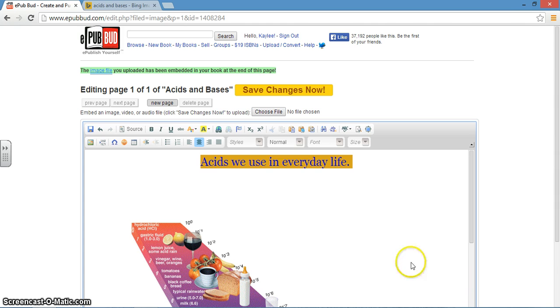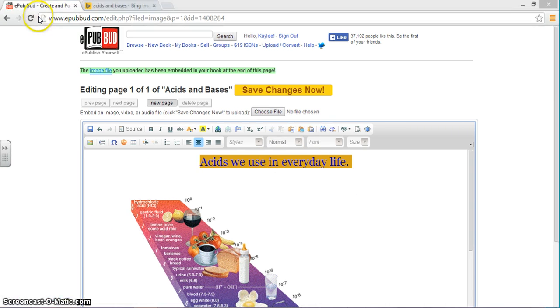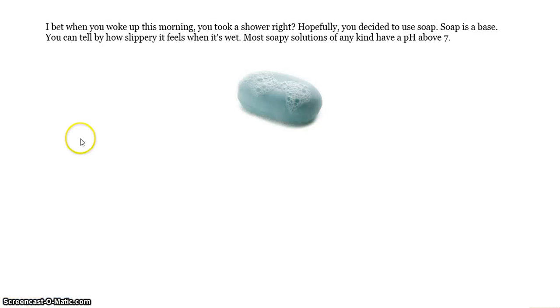So this is what the website looks like. And you can do lots of fun things with it. You can change the font, you can change the colors, you can add pictures, and it's a really simple editor to use that I think students would have an easy time with. And so what I did was I chose acids and bases, and here I found a reader on my Windows computer that I can use to read my book.